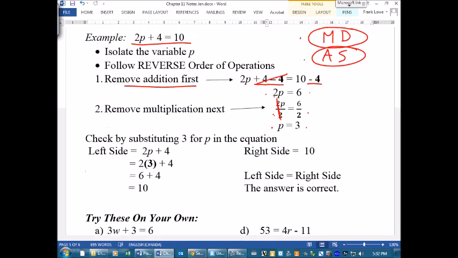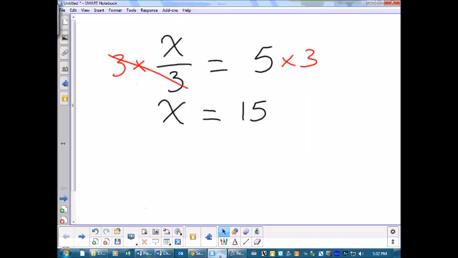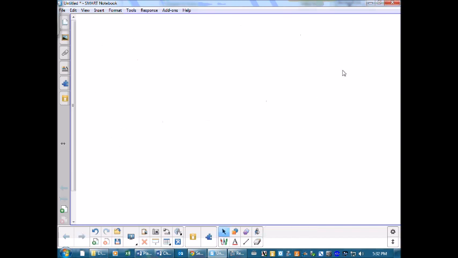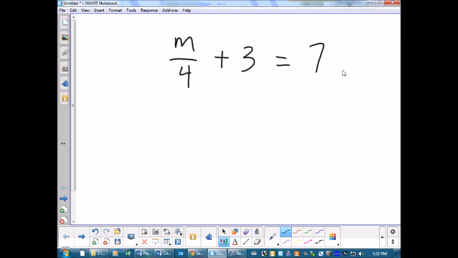Okay, I want to do another one with you, and I'll do a division one this time. Let's go m divided by 4 plus 8... no, let's go 3 equals 8. There we go.